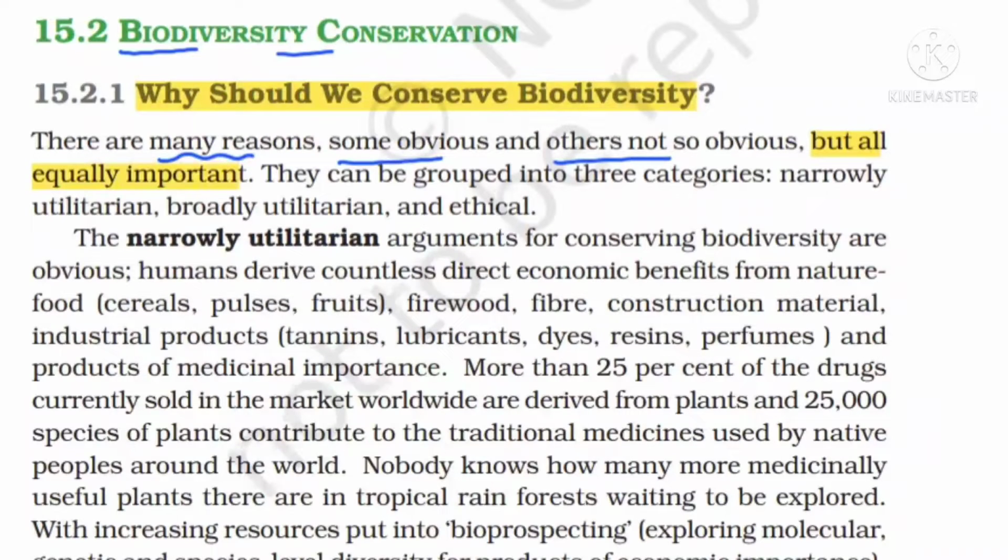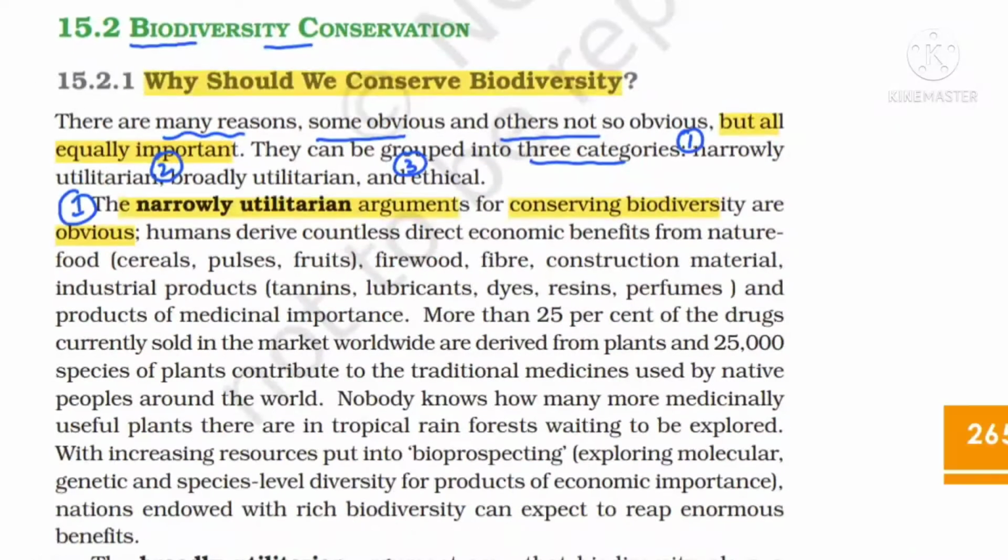So we have grouped them into three categories. All these reasons which we are trying to explain, why should we save biodiversity, we have grouped in three categories. First is narrow utilitarian, second is broad utilitarian, and third is ethical argument. Now in narrow utilitarian, we can give the reasons for conserving biodiversity which are obvious. So in narrow utilitarian, we are trying to convince that we should save biodiversity because we are getting direct and countless economic benefit.